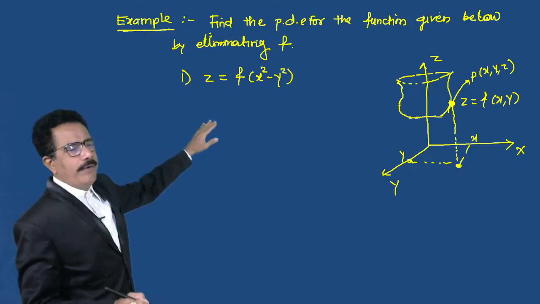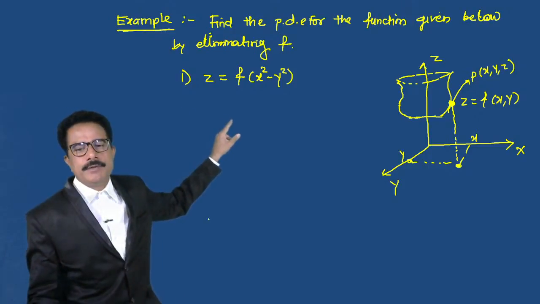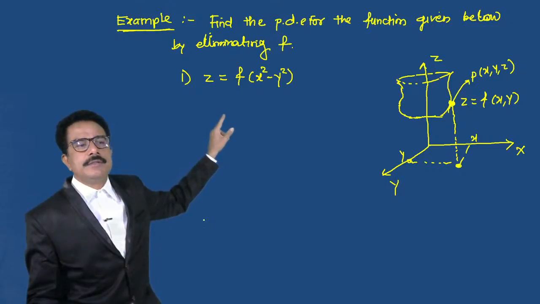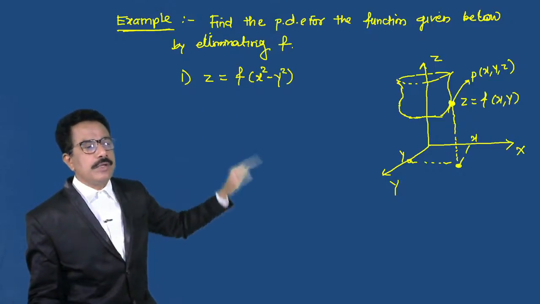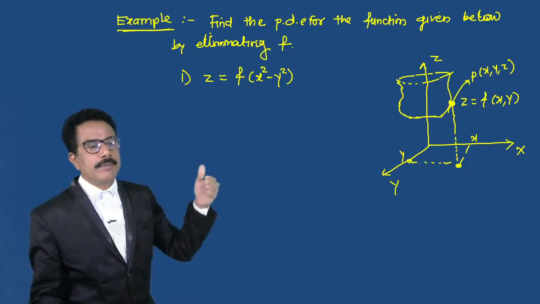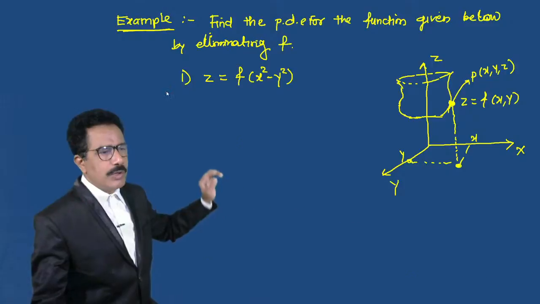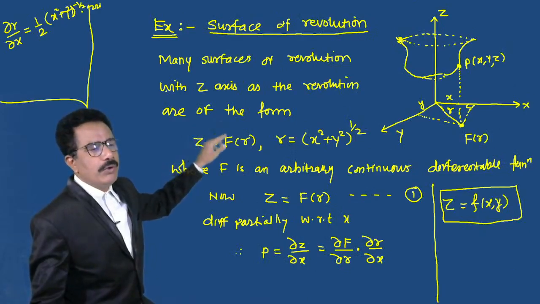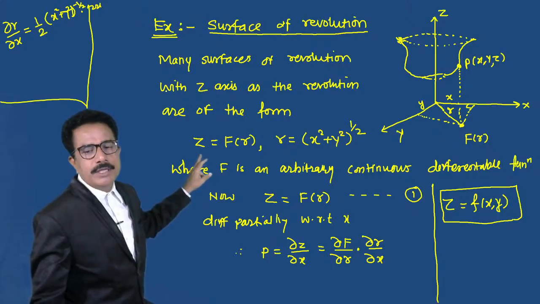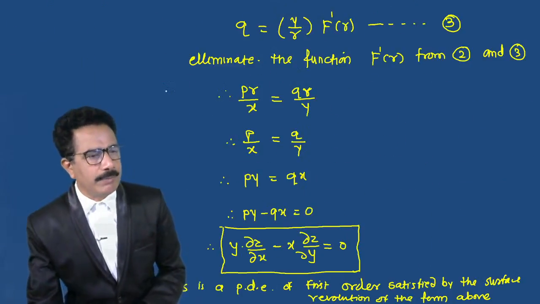Now we have to find out the partial differential equation which satisfies the curve z is equal to f of x square minus y square. Now we have to solve this in this way: the surface of revolution is given in the form z is equal to f of r, and r can be expressed as (x square plus y square) raised to 1 by 2.